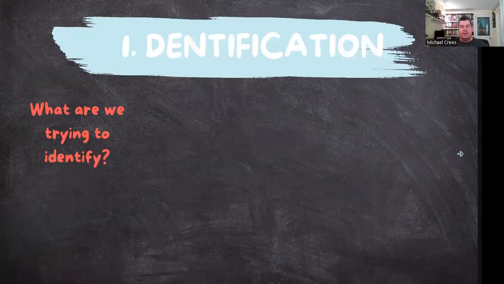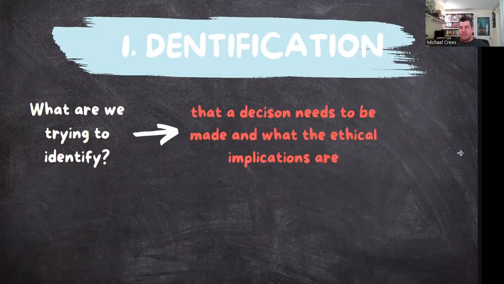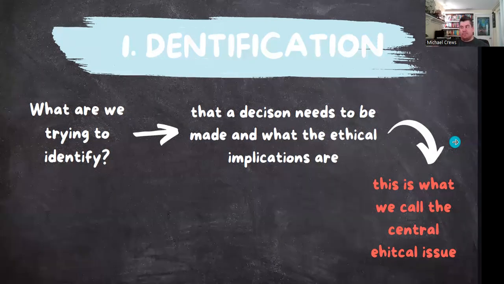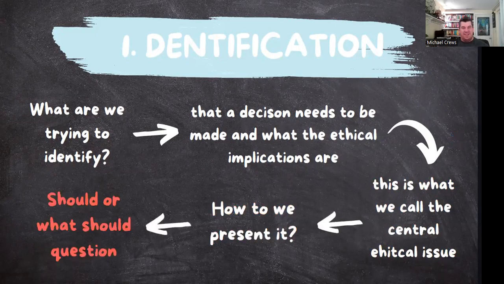And so what are we trying to identify? We're trying to identify the decision that needs to be made and what the ethical implications are. And so this is what we call the central ethical issue. We've been talking about this a little bit since Module 2. This is the main issue that needs to be addressed. That's what you guys need to find for that should question. Because how do we present it? In a should or what should question, okay? So this is where you're going to present that central ethical issue in that proper spot, in that proper format that addresses the biggest thing that needs to be done in our case.